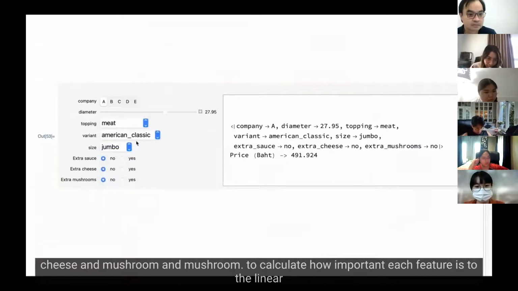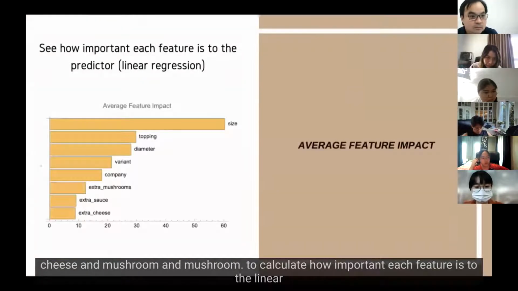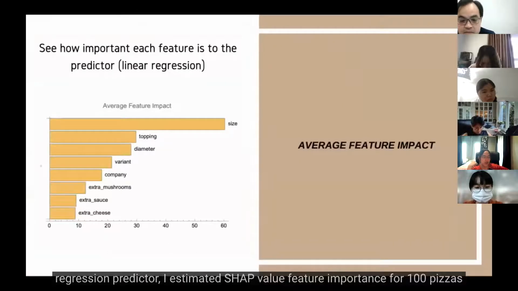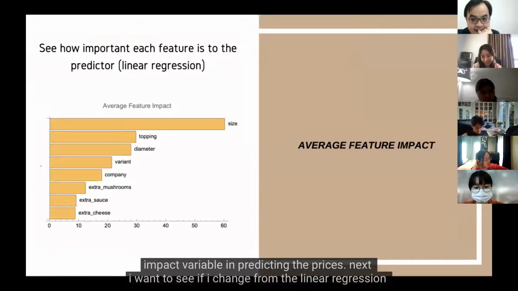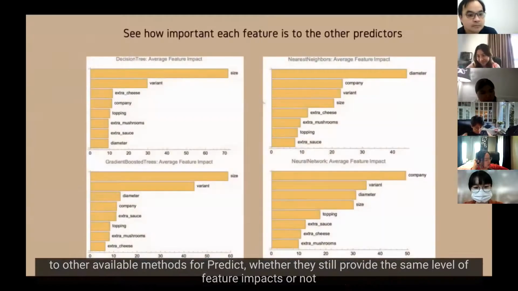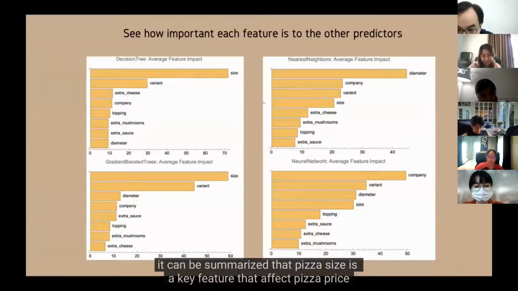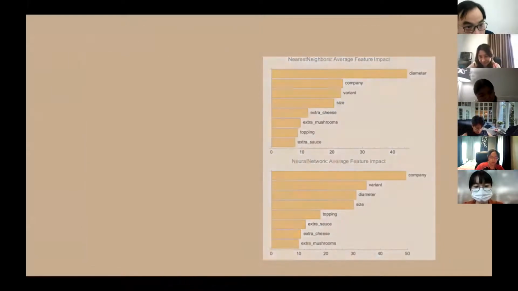To calculate how important each feature is to the linear regression predictor, I estimate Shapley value feature importance for 100 pizzas, using 5 samples for each estimation. This shows that the size of pizza is the most impactful variable in predicting the price. Next, I want to see if I change from linear regression to other available methods, whether they will still provide the same level of feature impact or not. It can be summarized that pizza size is a key feature that affects pizza price.